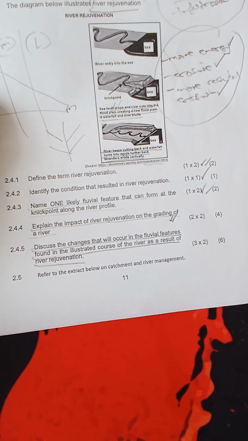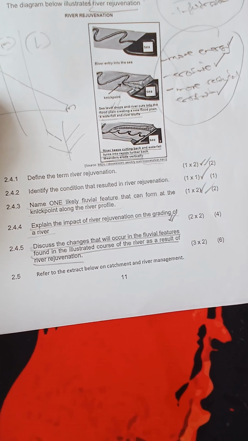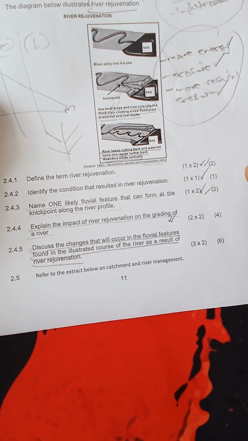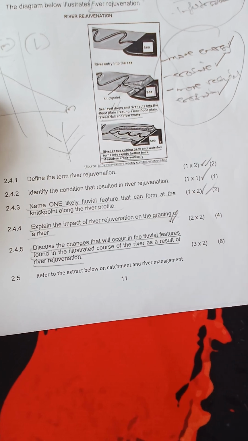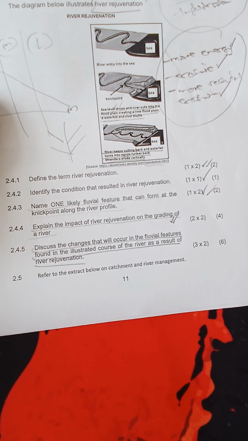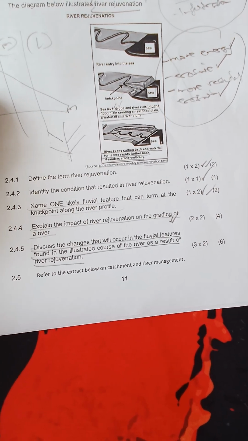Then meanders will become more incised and entrenched. Okay, this is a meander, it will become more incised. To incise is just to cut deep. An incised meander is one that has cut deep. That's what it means, because of vertical erosion, because the river is more erosive. So an incised meander is a feature of river rejuvenation as well.